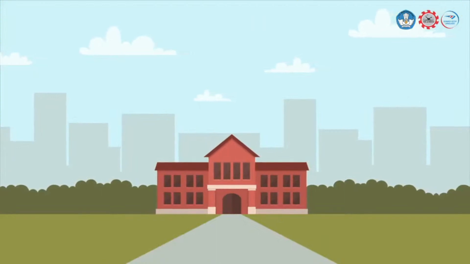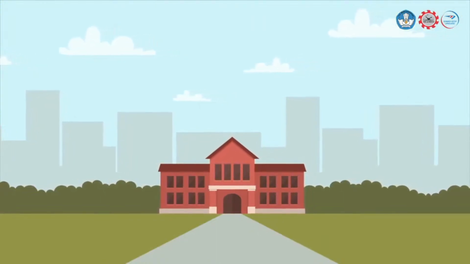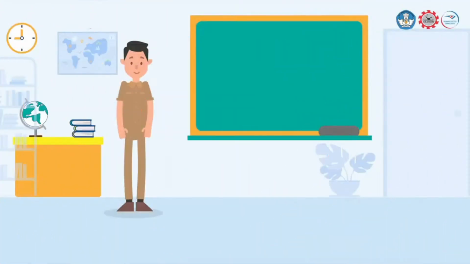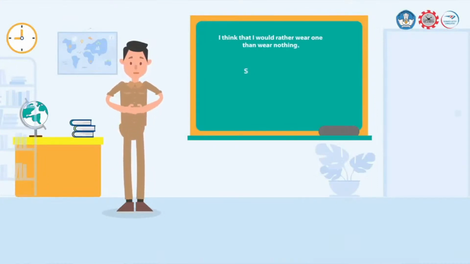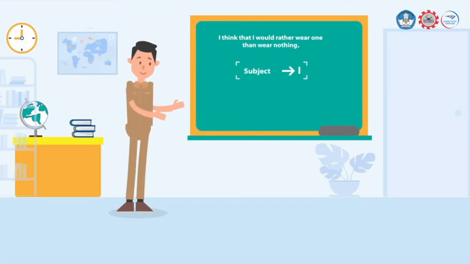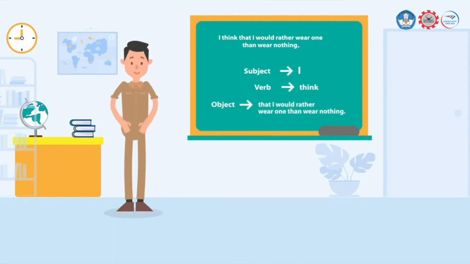From the conversation, let's see the sentence structure to express an opinion. I think that I would rather wear one than wear nothing. In this sentence, the subject is I, the verb is think, and the object is that I would rather wear one than wear nothing. Let's see another sentence.